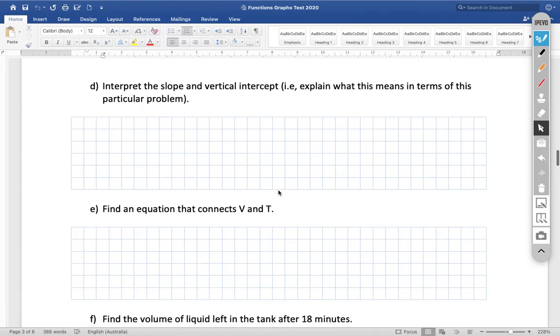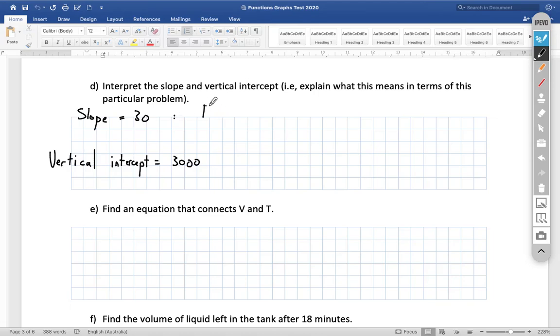Interpreting the slope, right? So the slope equaled minus 30. We need to write what that means, and interpreting the vertical intercept. Normally it would be a y-intercept. I guess here y is V for volume, so they've called it the vertical intercept. And for us, that was 3,000, right? So what does this mean?